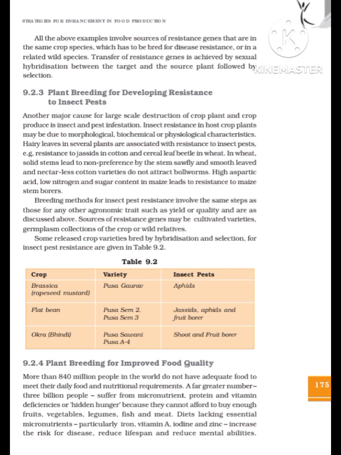9.2.4 Plant breeding for improved food quality. More than 840 million people in the world do not have adequate food to meet their daily food and nutritional requirements. A far greater number, 3 billion people, suffer from micronutrient, protein, and vitamin deficiencies or hidden hunger because they cannot afford to buy enough fruits, vegetables, legumes, fish and meat.